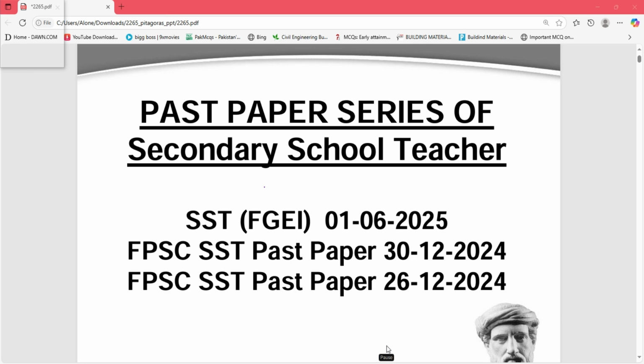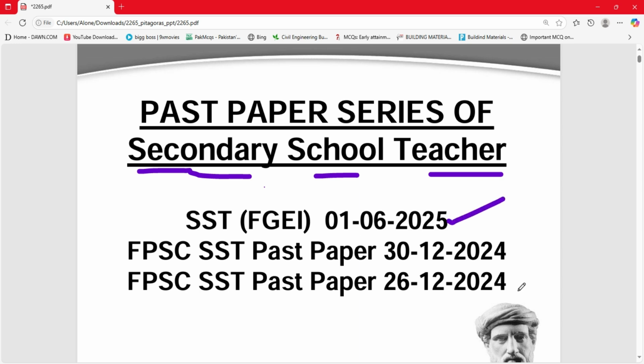Today we are going to discuss past papers of SST, Secondary School Teacher. The first paper that we are going to discuss was held on 1st June 2025, and the second paper was held in 2024. So first of all we are going to discuss SST FGEI, which was taken on 1st June 2025, the first paper of SST this year. So, without further delay, let's start.